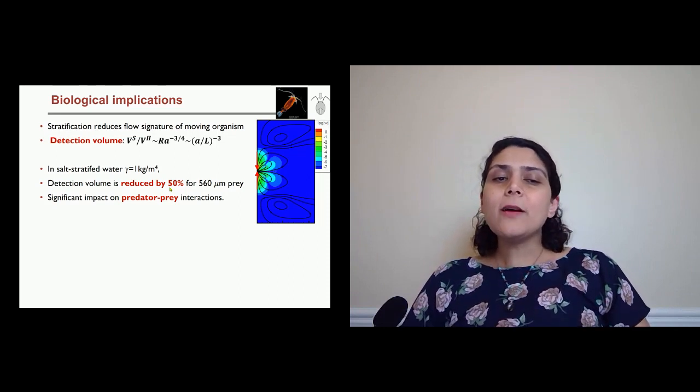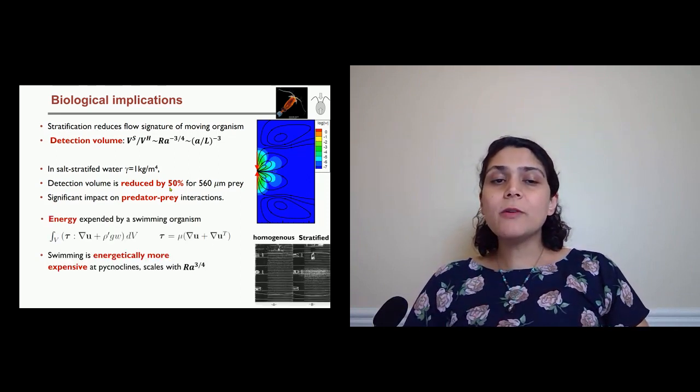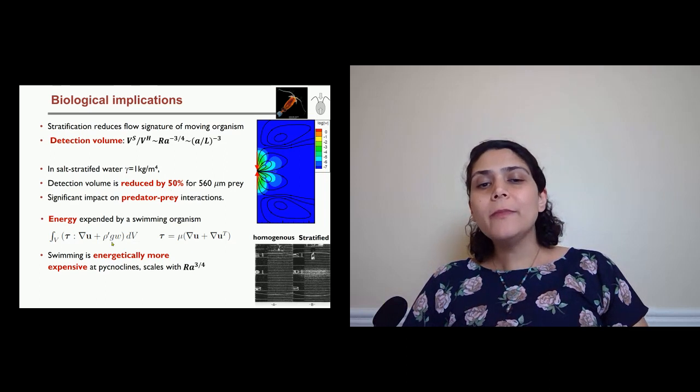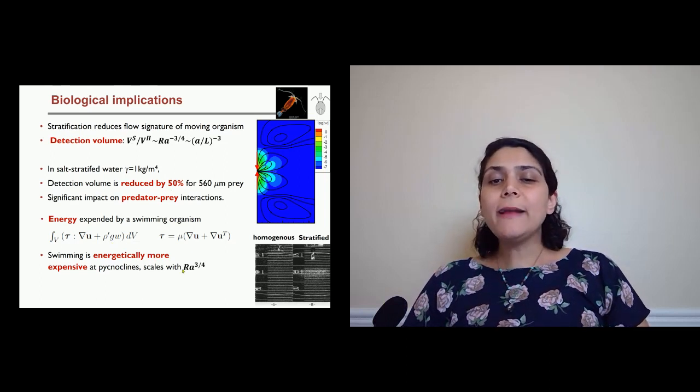But energetically, it's also more expensive to swim across these pycnoclines, because they not only need to overcome viscous dissipation, but also they need to mix fluid around them. And that extra energy they need to spend also scales with Rayleigh number to the power 3/4.